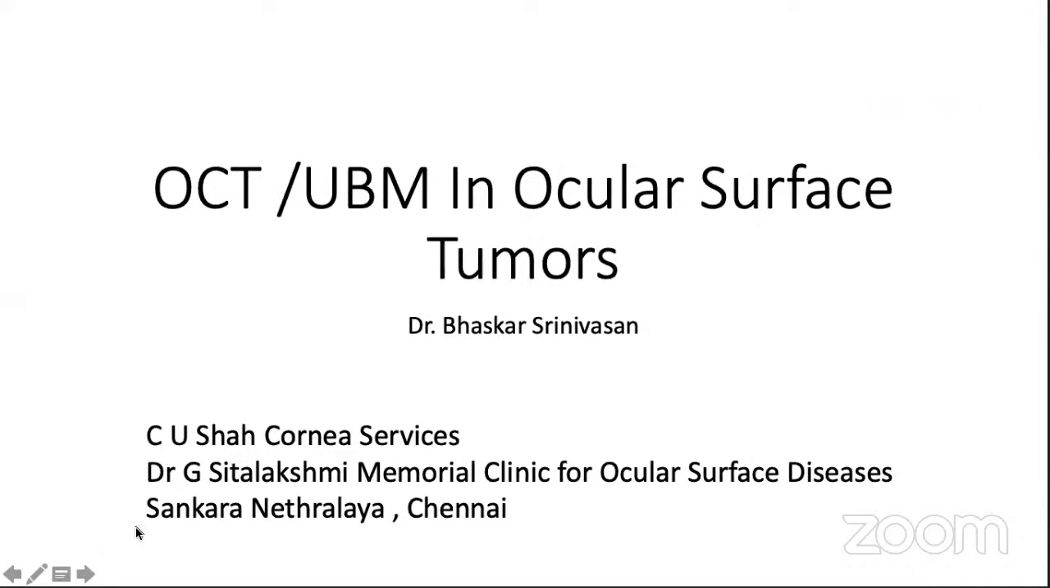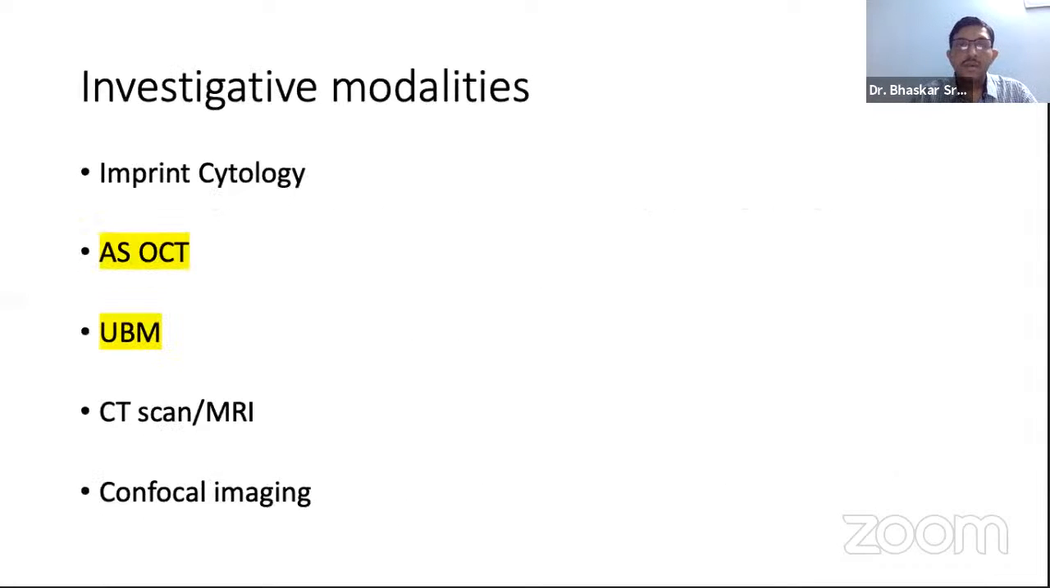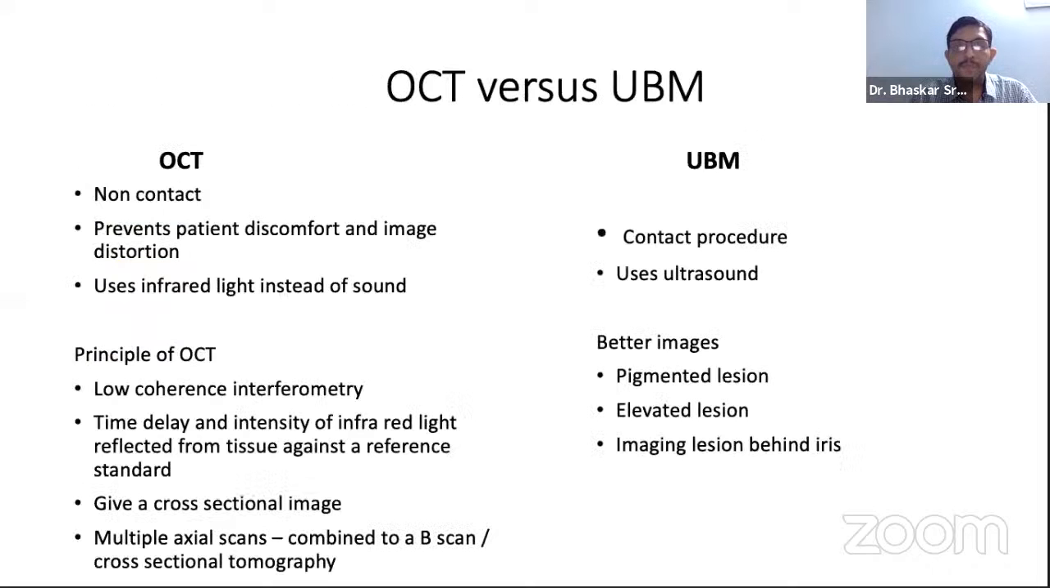So I'll just be briefly speaking on the role of OCT and UBM in ocular surface tumors. When you look at ocular surface tumors, the various investigative modalities that you have would be imprint cytology, anterior segment OCT, UBM, CT or MRI, and confocal imaging. I would be focusing on OCT and UBM.